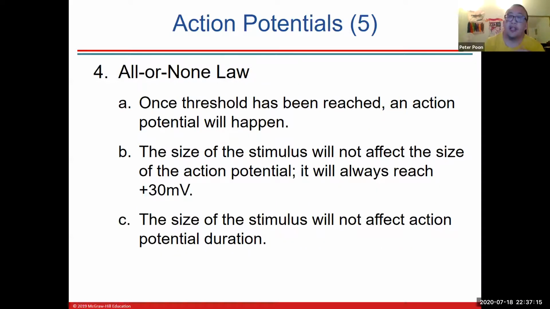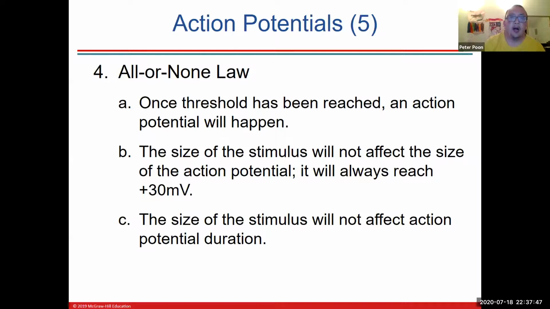So this is the all or none response. The way I explain it in anatomy, which is more simple, is that neurons have one choice. You either fire or you don't fire, and that's it. All or none. Once you fire, that's it. That whole pathway, you can't stop that.